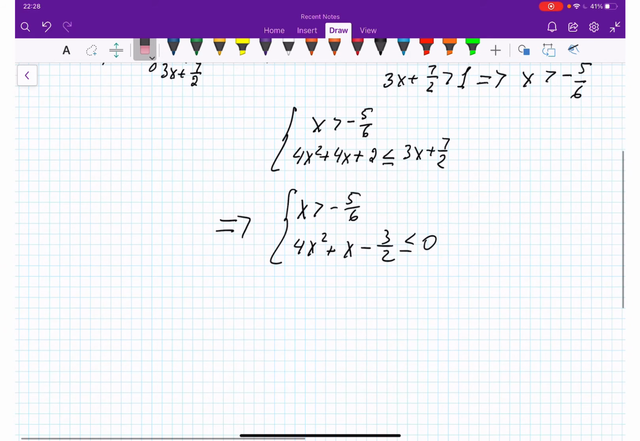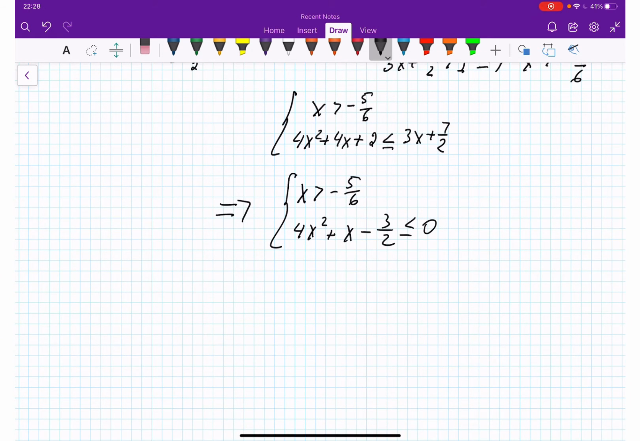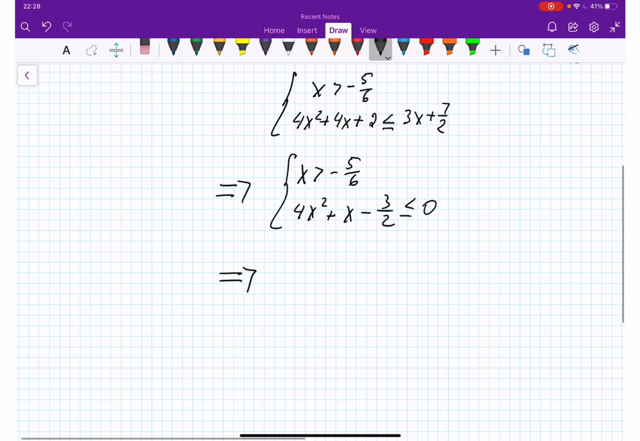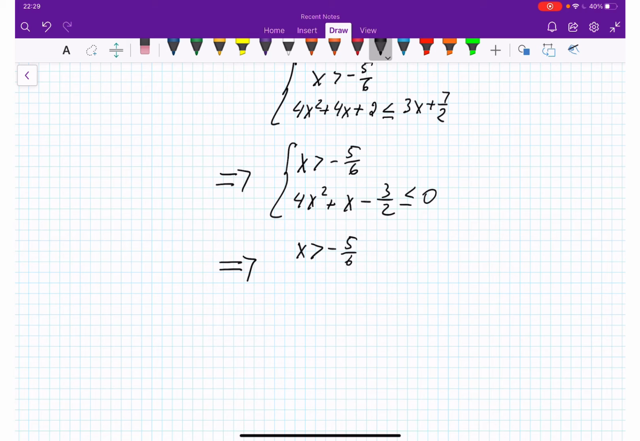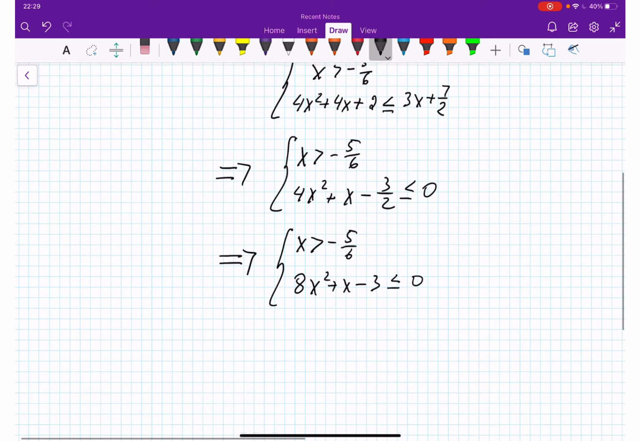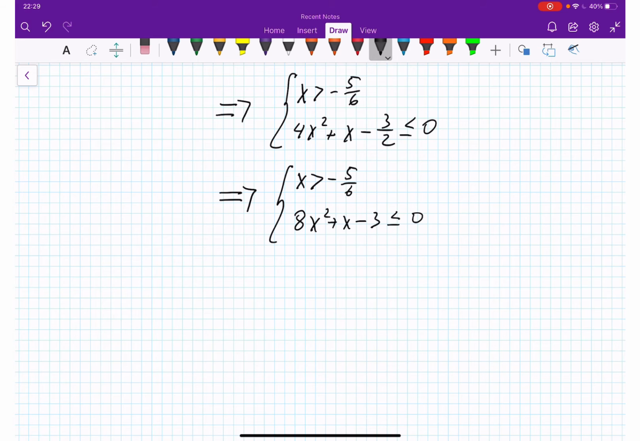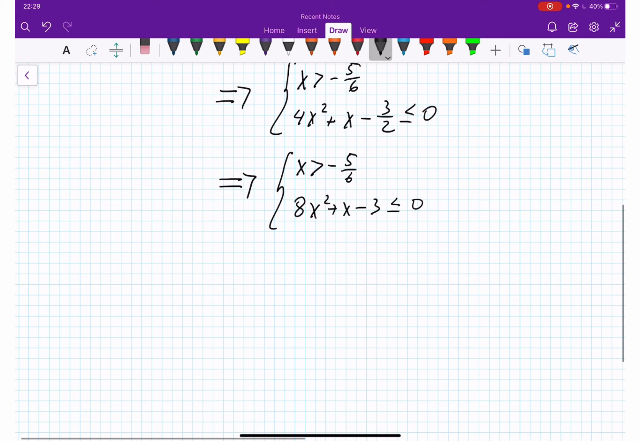All right. So from here we are getting x greater than negative 5 over 6. And in the second inequality, I'm getting rid of the denominator, and it's going to be 8x squared plus x minus 3 less or equal 0. Now we need to solve 8x squared plus x minus 3, a quadratic trinomial. We can assign 0, because the equal sign is also there, which means we are solving an equation.